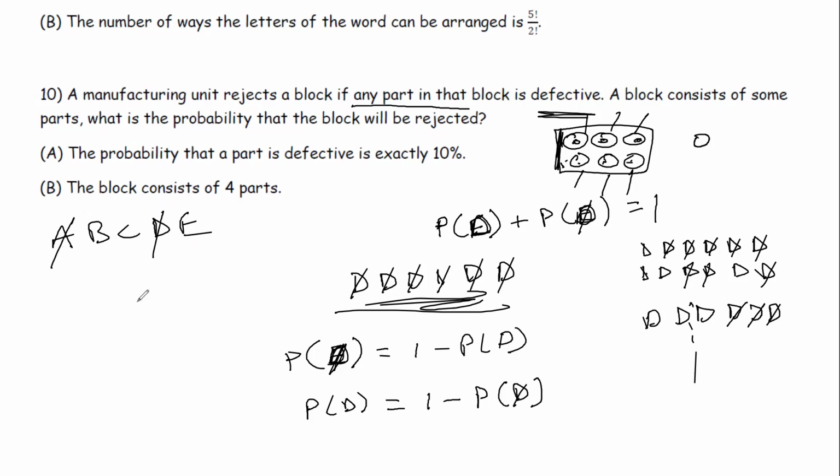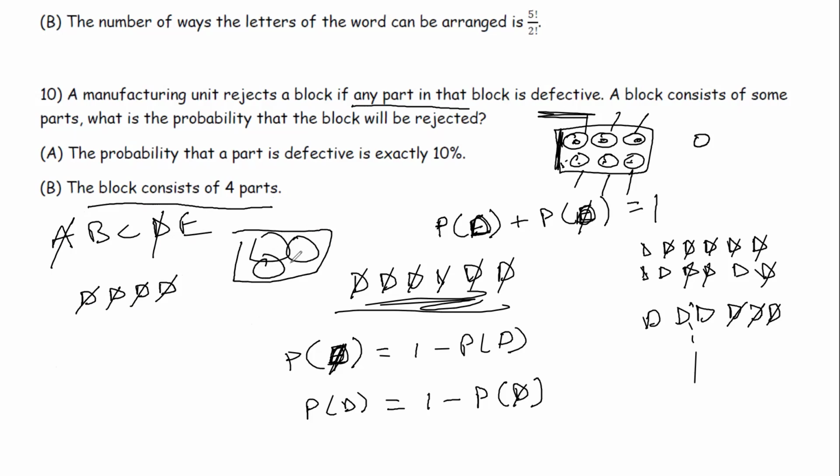Now statement B tells us the block consists of four parts. But then we don't know the probability of being defective or not defective. We know that the block consists of 4 parts, but out of these 4 parts, we don't know the probability of it being defective or not defective, which only A gives us. So B alone doesn't answer.